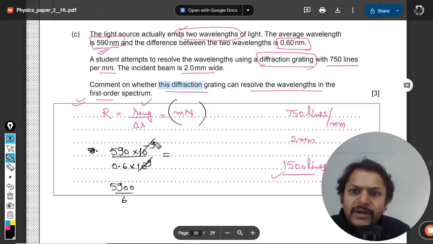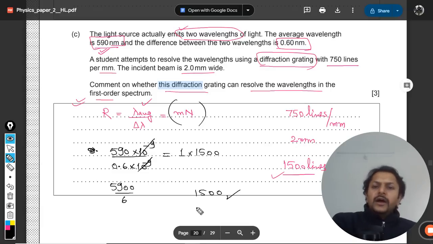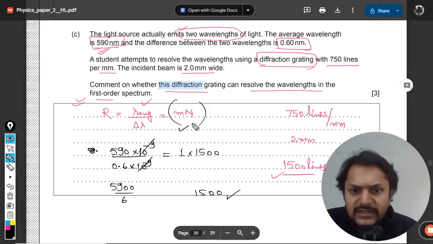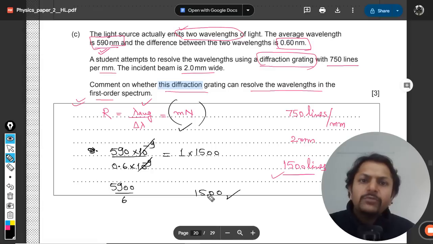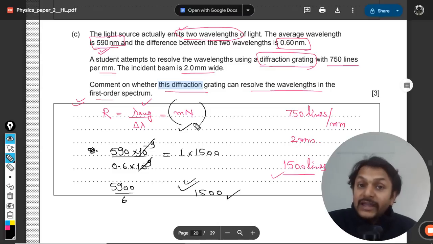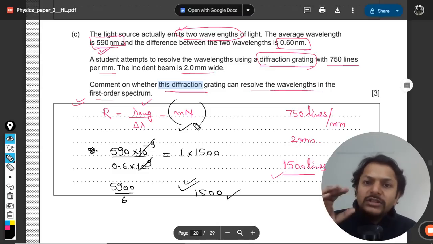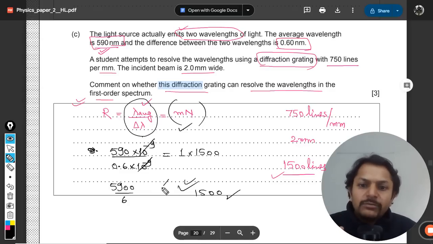Anyways, let us calculate the m into n also. So the first order is 1, and n is 1500. So this is coming out to be 1500. If m into n is more, like more number of lines are illuminated, the resolution becomes better. So to resolve, this value should come lesser than 1500. If that is the case, the wavelengths will be resolved.